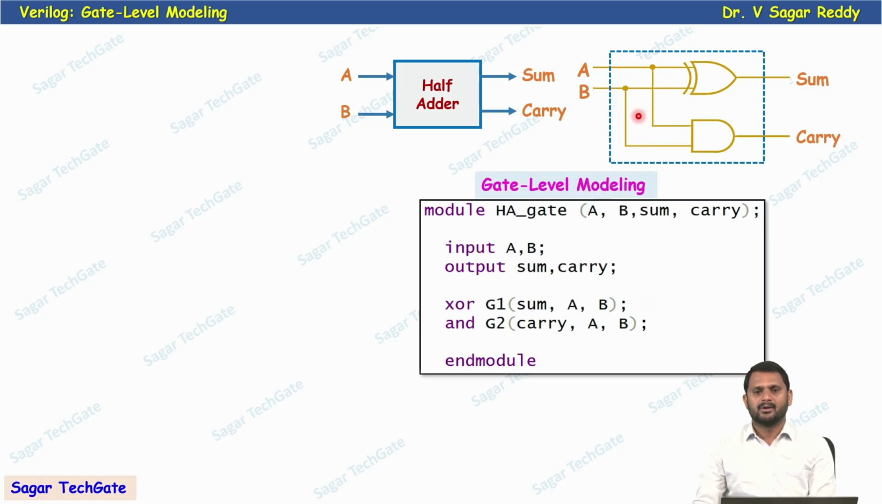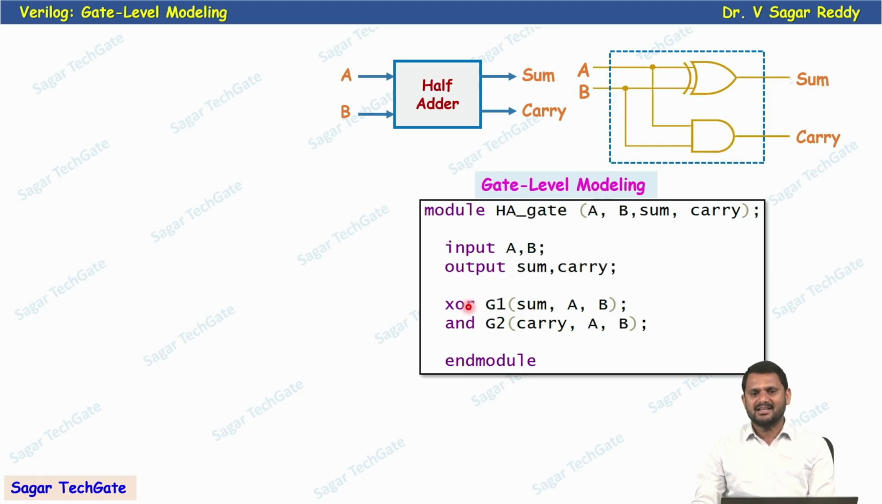So this is gate level modeling. Module half adder having two inputs A, B and outputs sum, carry. Clear? We are declaring A, B as the inputs and sum, carry as the outputs. This is the port declaration. So how many gates do we have? We have two gates, an XOR gate and an AND gate.